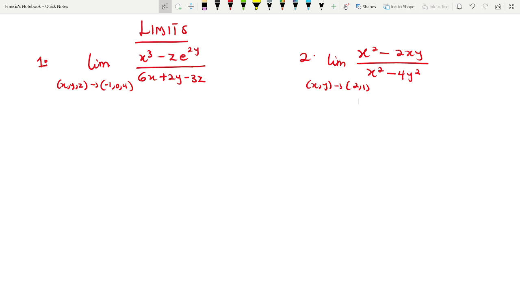In this video, I'll take you through the limits of multivariable calculus, or multivariable functions, sorry. So I have two problems here to explain the limit to you. The first one is the limit of x cubed minus z e to the power 2y, all over 6x plus 2y minus 3z, as (x, y, z) approaches (-1, 0, 4). The second question is the limit of x squared minus 2xy all over x squared minus 4y squared as (x, y) approaches (2, 1).